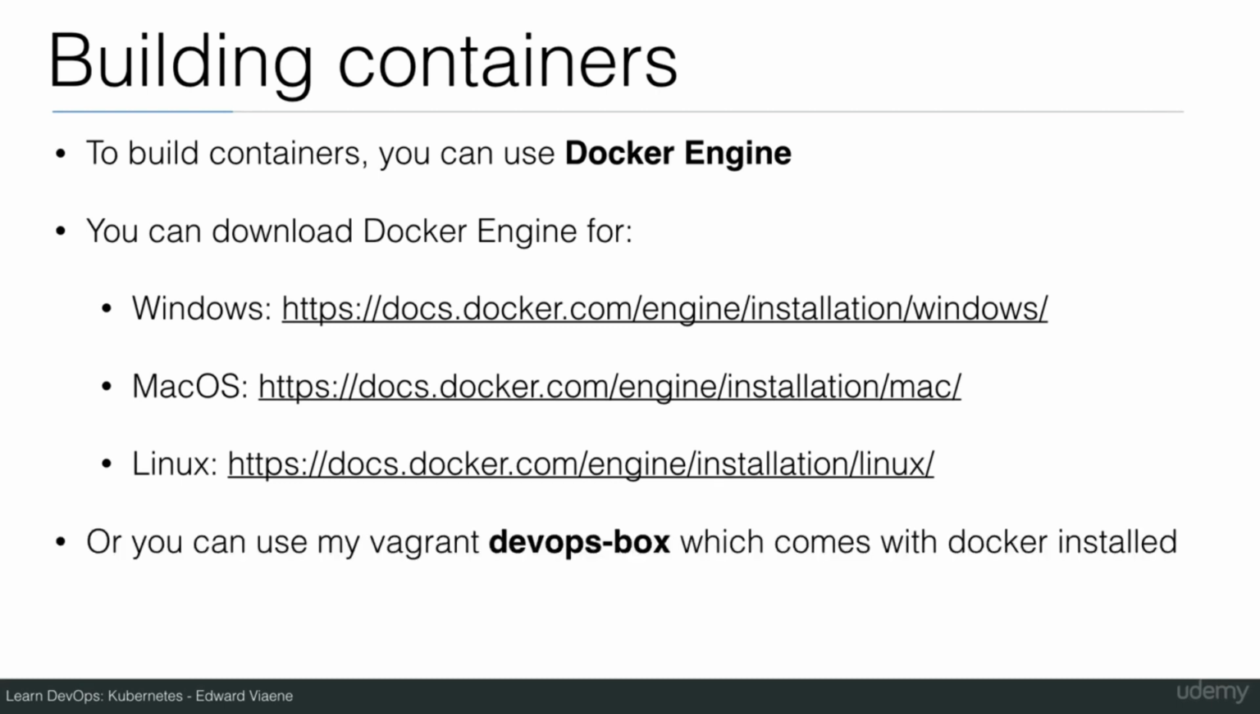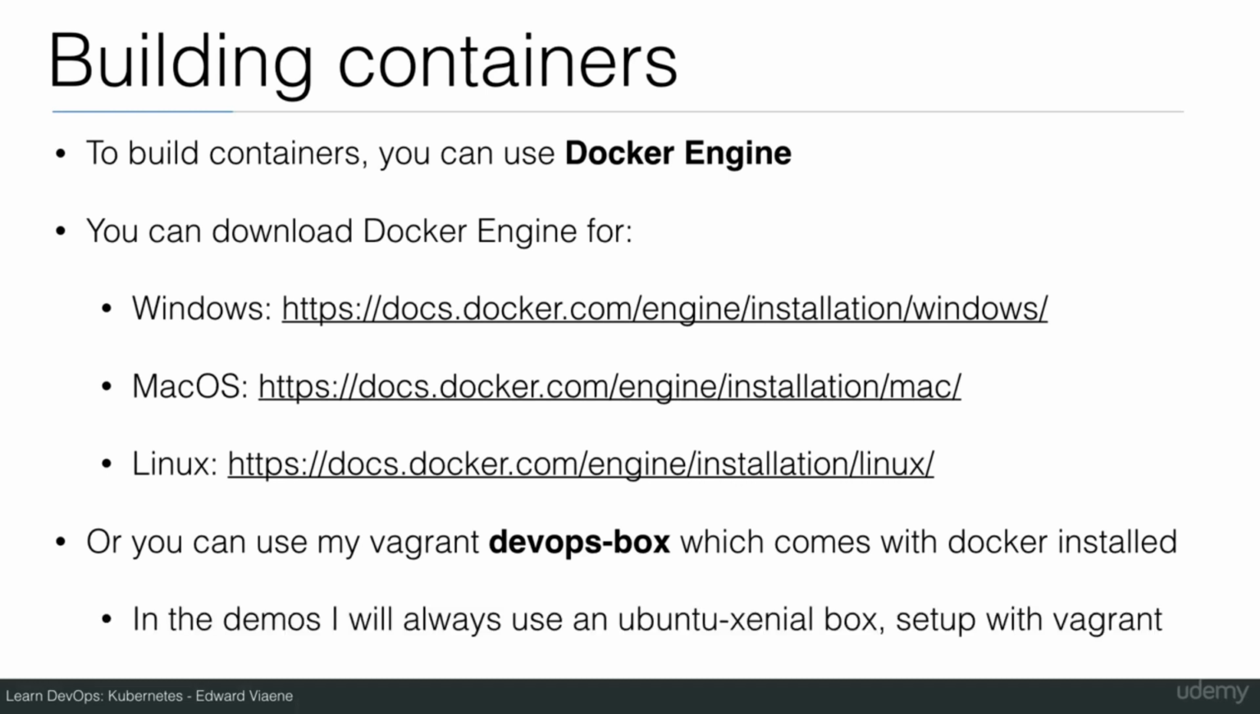You can use that, or you can use my Vagrant DevOps box, which comes with Docker installed. On my GitHub, I have a DevOps box, which is a Vagrant box, which will automatically install Docker for you. In the demos, I will always use an Ubuntu Xenial box set up with Vagrant. I showed you how to do this in the AWS preparation demos. If you haven't followed those, but you would like to run an Ubuntu Xenial box, then have a look at those demos. The DevOps box is also Ubuntu Xenial, and you can find the URL for this DevOps box in the procedure document. So whether you use a plain Ubuntu or the DevOps box, it's almost the same.